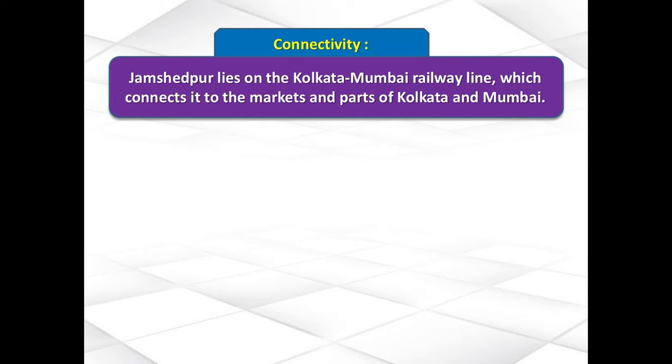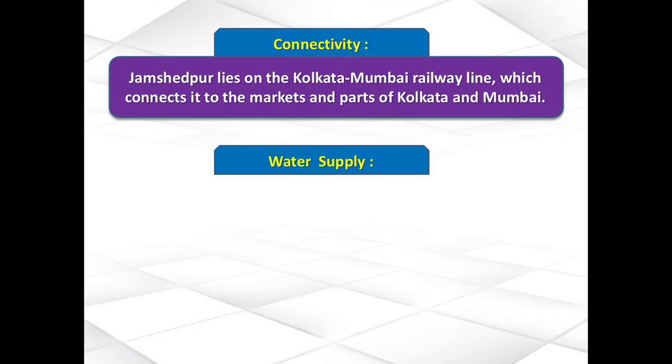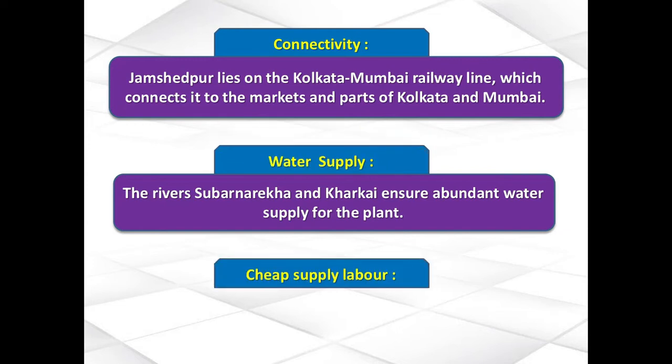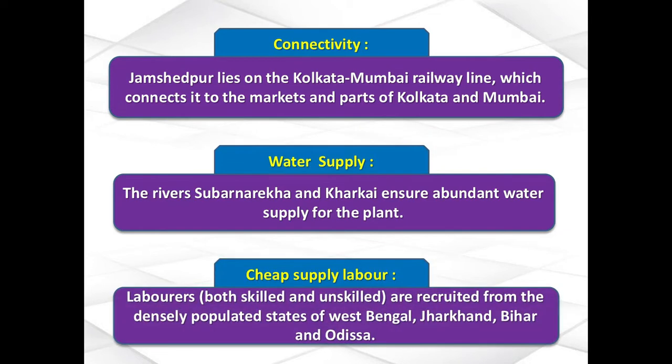Jamshedpur lies on the Kolkata-Mumbai railway line, which connects it to the markets and ports of Kolkata and Mumbai. And then water supply, the rivers Subarnarekha and the Kharkai ensure abundant water supply for the plant. And the cheap supply of labor: laborers, both skilled and unskilled, are recruited from the densely populated states of West Bengal, Jharkhand, Bihar and Odisha.